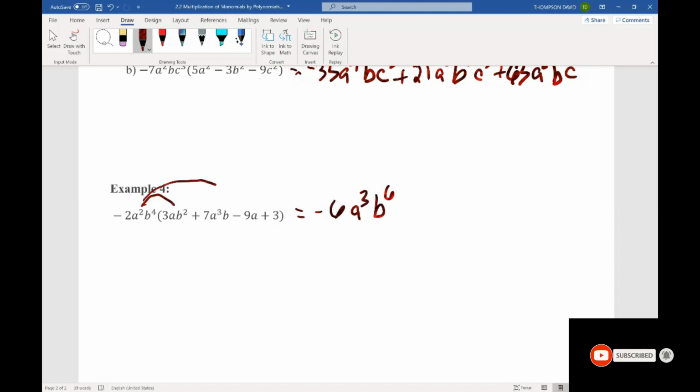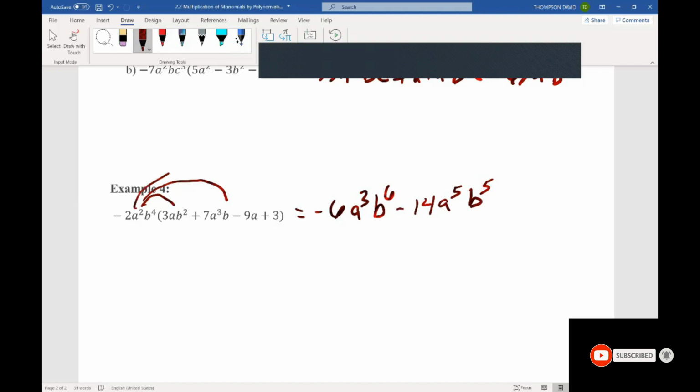Now we're going to multiply -2a squared b to the 4th to 7a cubed b. So -2 times 7 is going to be -14. A squared times a cubed, 2 plus 3 is going to be a to the 5th. And b to the 4th times b is going to be b to the 5th. Now just multiply to the last one. Or, sorry, we missed one.